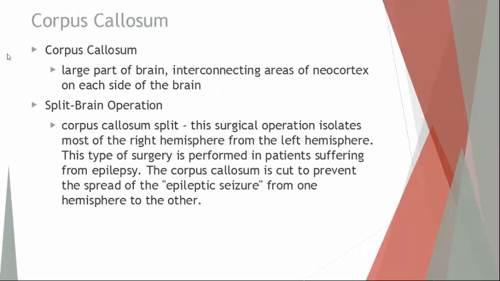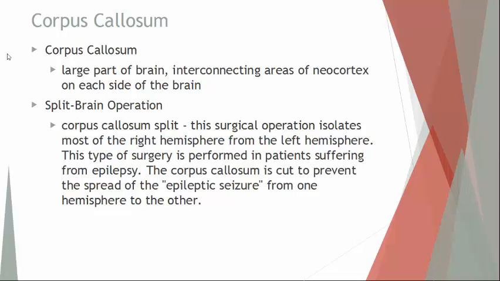Okay, the first structure we'll talk about is called the corpus callosum. Now the brain is divided into two main parts, two main hemispheres, the right brain and the left brain, or right hemisphere, left hemisphere. Now the two hemispheres are connected to each other by a band of tissue called the corpus callosum, a large part of the brain with interconnecting areas of the neocortex.